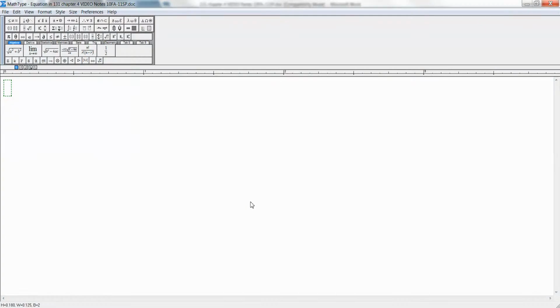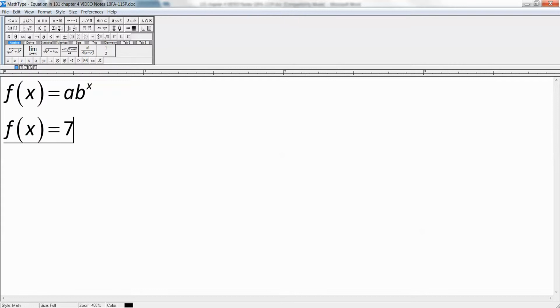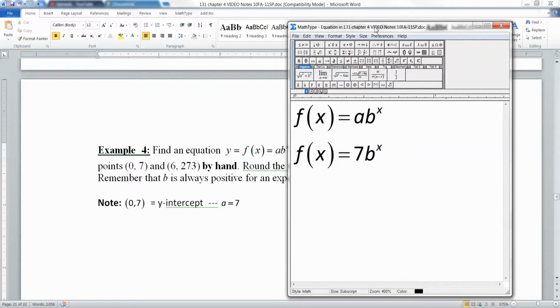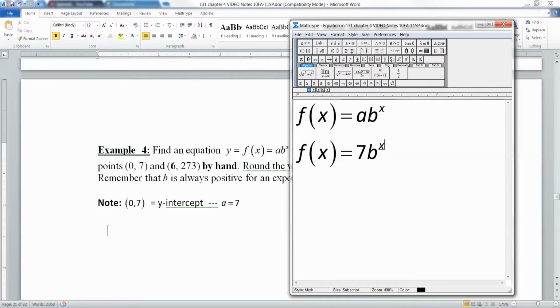So you're thinking, okay, f of x is equal to a times b to the x, but I know that f of x is equal to 7 times b to the x, because 7 was given. So now you need a way to solve for b. b is the part you need. How about we use this other point? We say, okay, (6, 273) gives 273 equals 7 times b to the 6. I'm substituting, I'm using the other point.